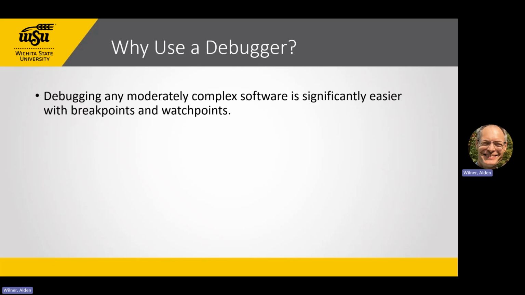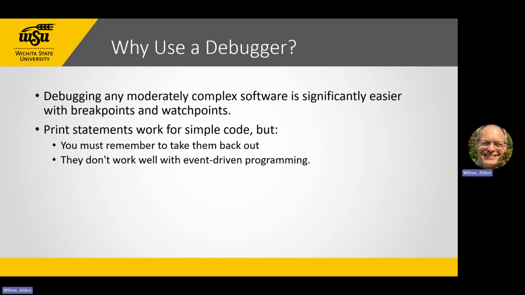I mean, you can always just put print statements in your code, right? But debugging any moderately complex software is significantly easier if you can put breakpoints and just stop the program from running, or set watch points, and when a variable changes and goes out of bounds, if you're getting an out of bound error, maybe you can set a watch point, and see when that variable value changes and see why it's going out of bounds, right? Things like that. Print statements are great for simple code.